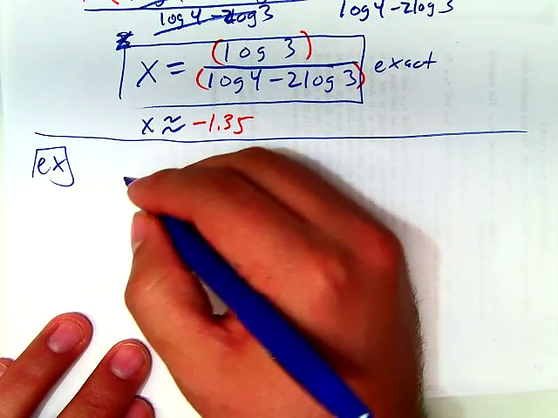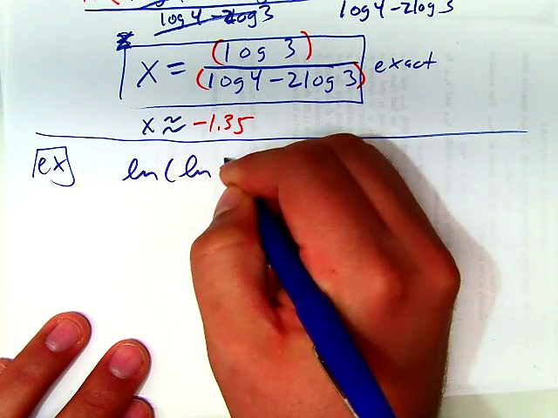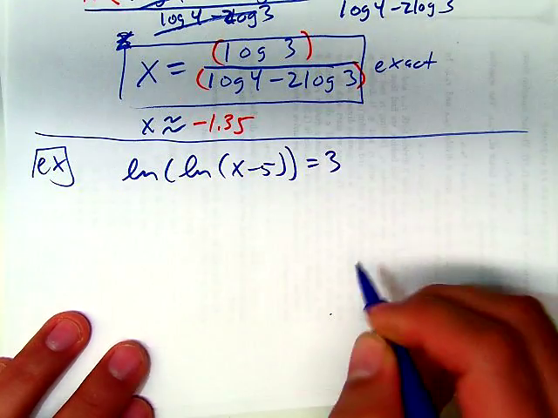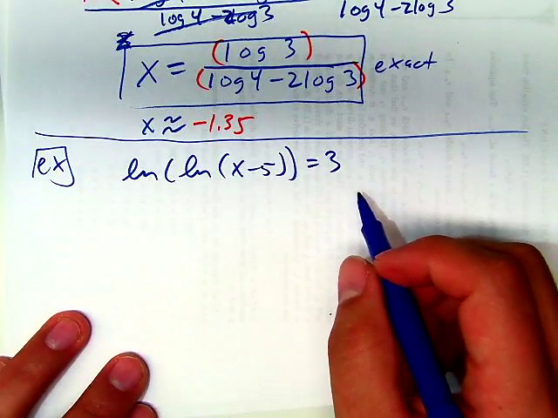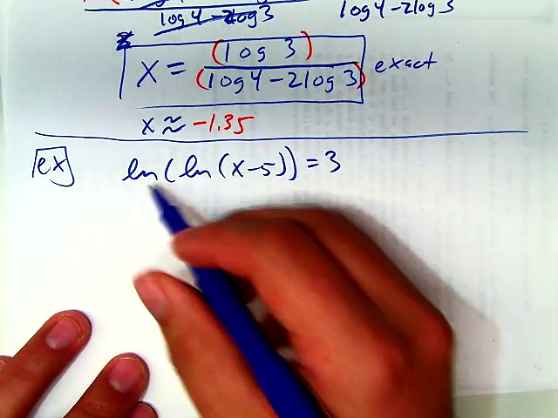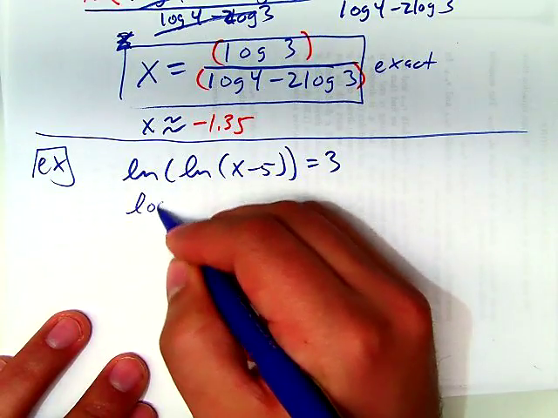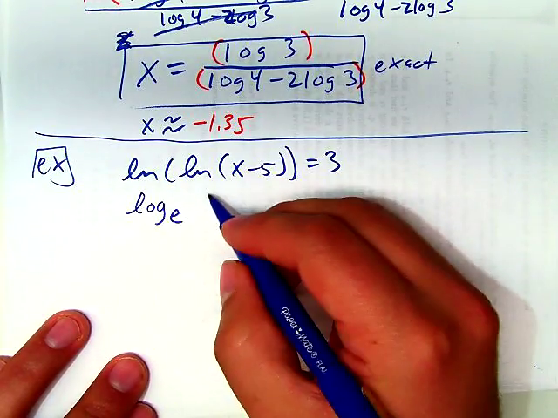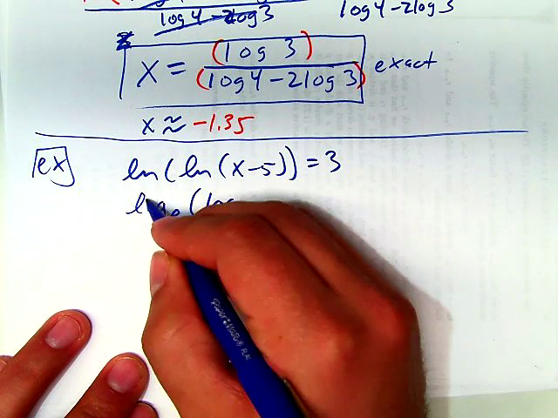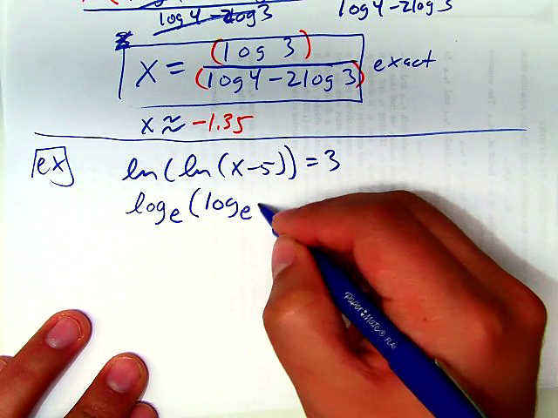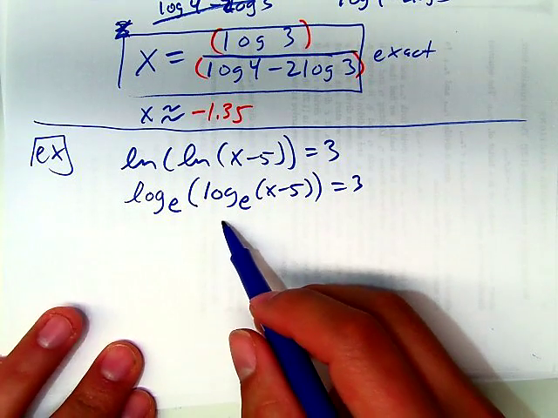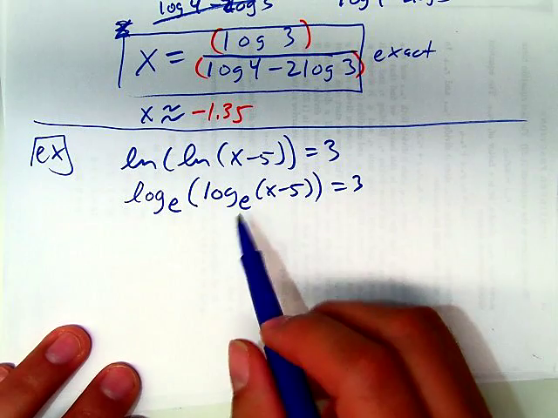Let's say we have the natural log of x minus 5 equal to 3. Well, there's a few different things going on. Remember that natural log is log base e, so if you want to write it like that. Okay, and actually, this isn't too bad.